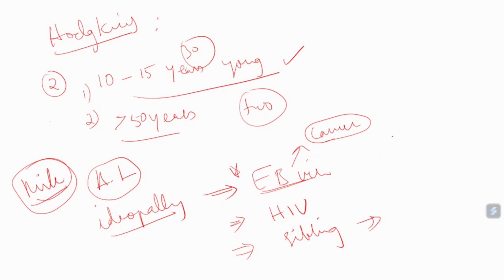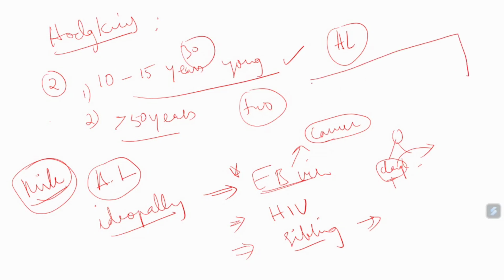If a mother has two daughters, or two sons, or a daughter and a son, and one person gets this disease, the risk of the other getting it is very high. So siblings are another risk group in Hodgkin's lymphoma. And one very important characteristic feature is there.